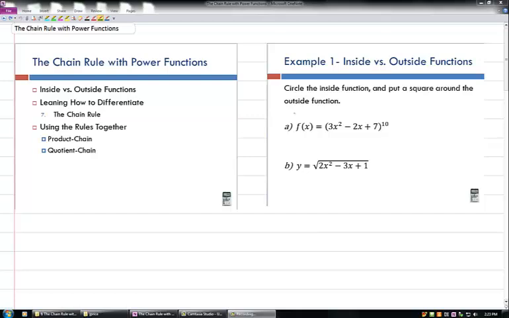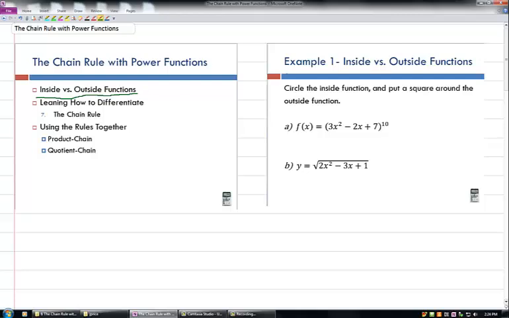In this lecture, we'll talk about the chain rule and how it applies to power functions. But first, before we talk about the chain rule, let's talk about something called inside functions and outside functions. And really, what we want to be able to do here is identify an inside function versus an outside function.